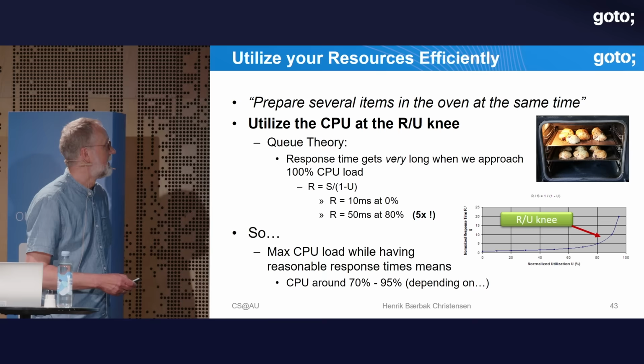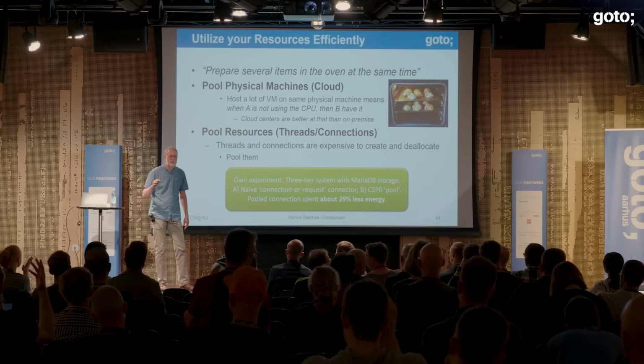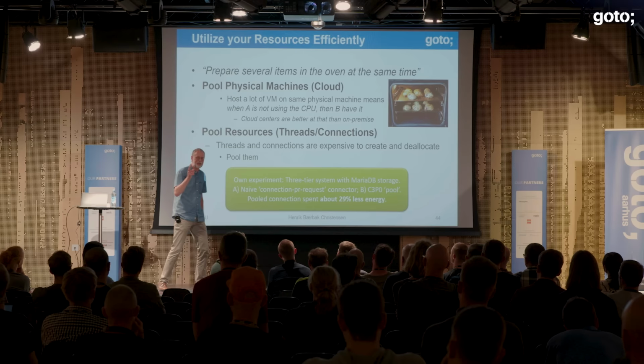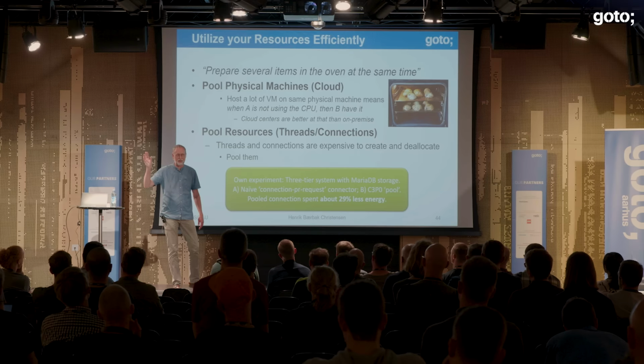How many of you have on-premise data centers? A few. What is the average CPU load on your servers? No idea. And what's the point? Actually, cloud providers are much better. They're running in the region of 60-70% load on their computers. On-premise typically runs 15-20% load.